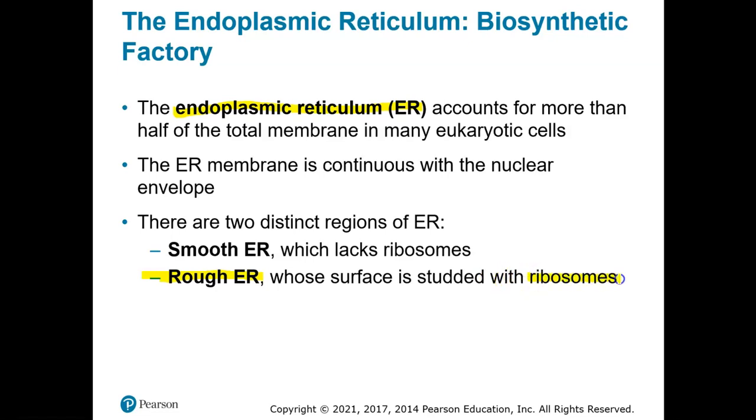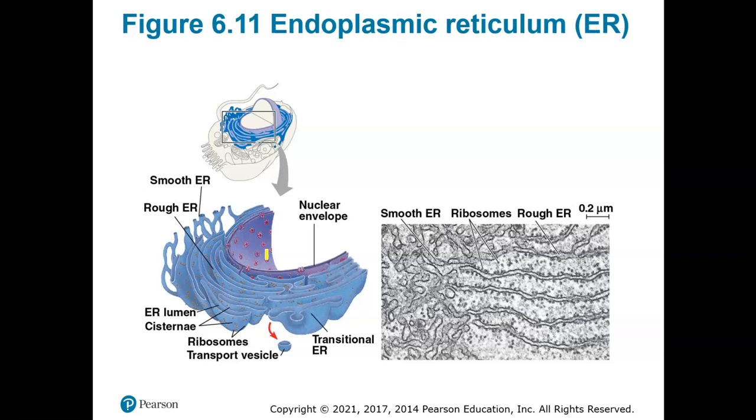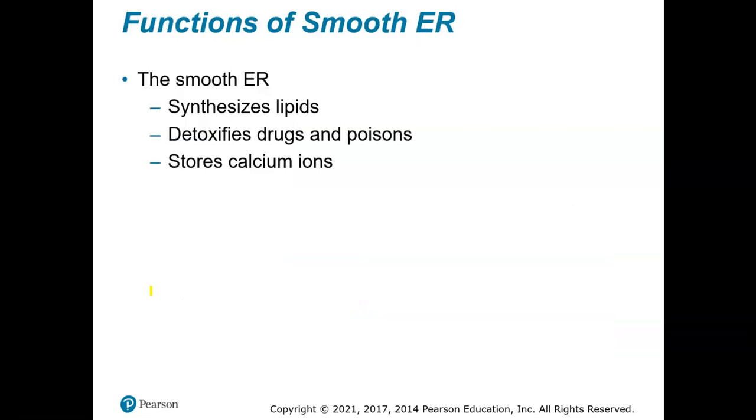The purpose of the rough ER is to make proteins. The smooth ER does not contain ribosomes, and it makes lipids. You can see here's the nuclear envelope with the rough ER attached, and the smooth ER is kind of outside of the rough ER. The smooth ER synthesizes lipids, and you would have a lot of smooth ER in the cells of our liver, because the smooth ER can detoxify drugs and poisons.